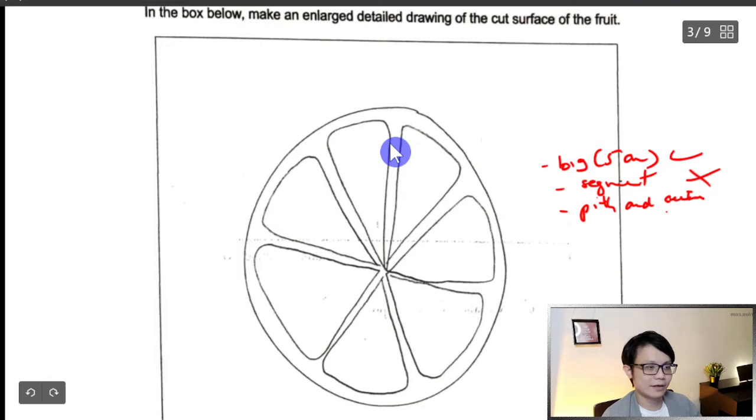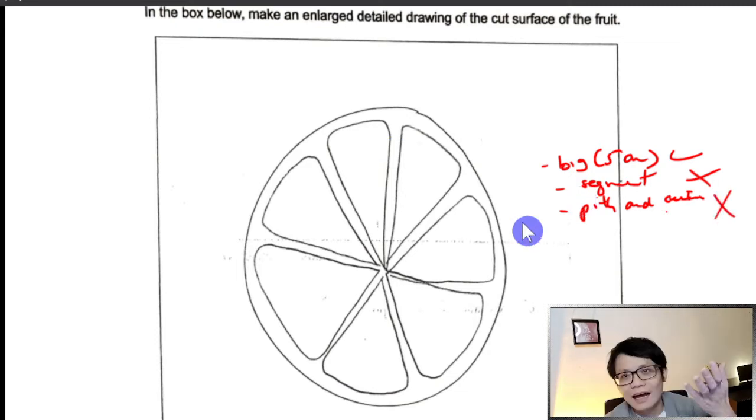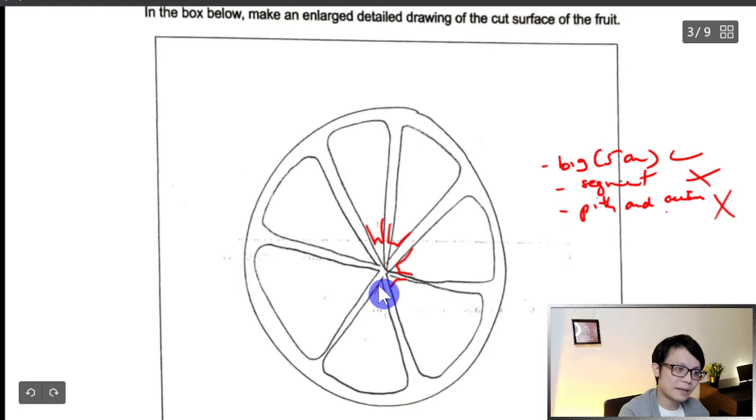Another one is also wrong because another mark is for the pit and center shown. So you must show the center. Maybe here the mark says, but I cannot get the notes. But probably it's like this, I don't know how to draw, but it must be something more like this a bit. Okay, because the marking scheme says that the center is shown.